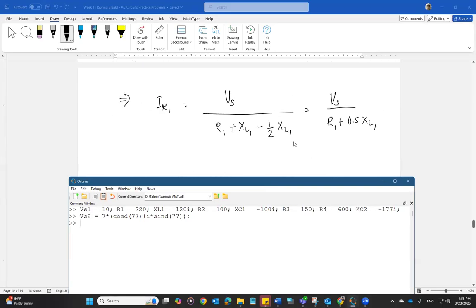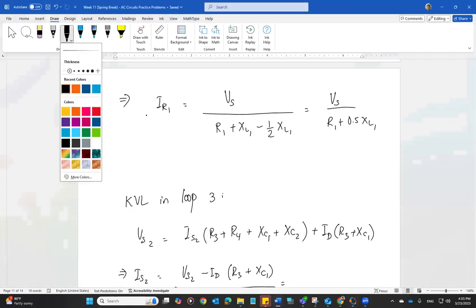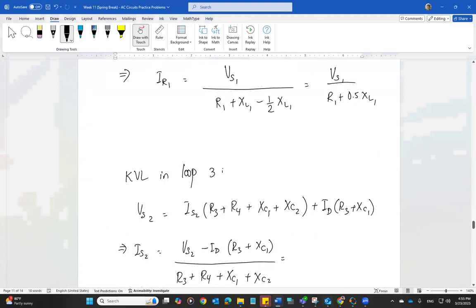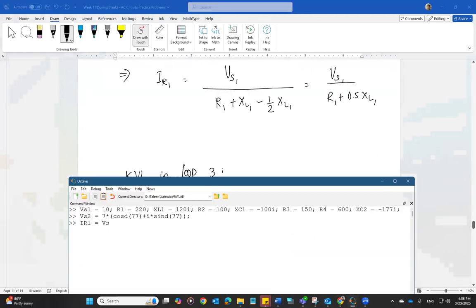So let's go ahead and calculate IR1. IR1 is VS, I think it's VS1, right? Yeah, it's VS1. Let's make sure that I'm writing it VS1. So VS1 divided by R1 plus 0.5 times XL1. Okay, so that's my IR1.